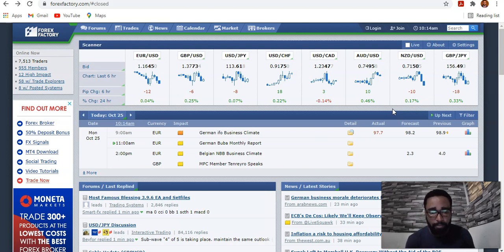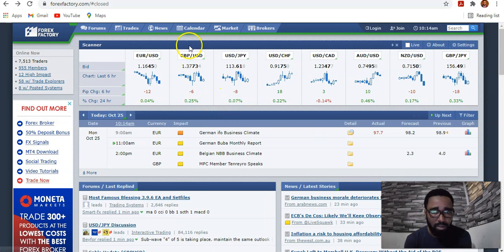Now, this is where you find the news for the day, and you see the time for each of the news. At 9 a.m. we had a news on Euro, German IFO business climate. So this was the news for 9 a.m. You can see every news has the currency which it will affect and the time at which the news will be released.